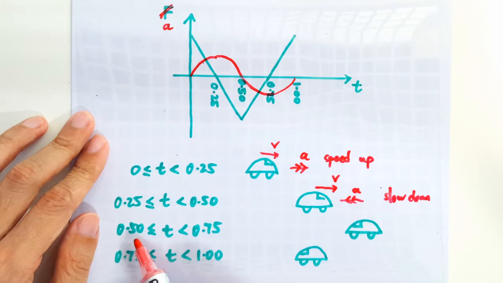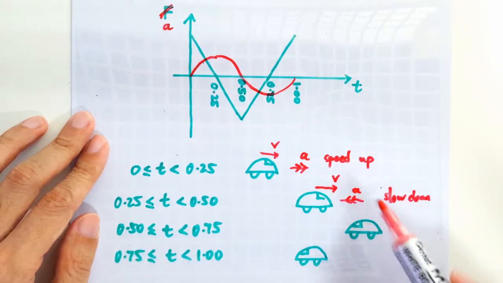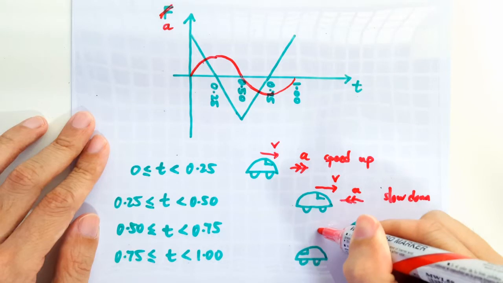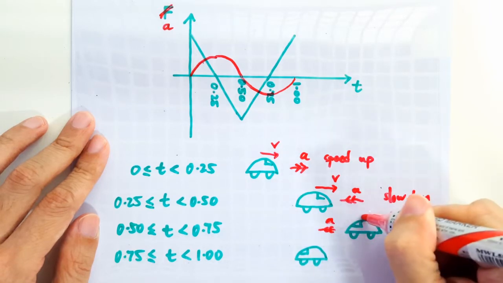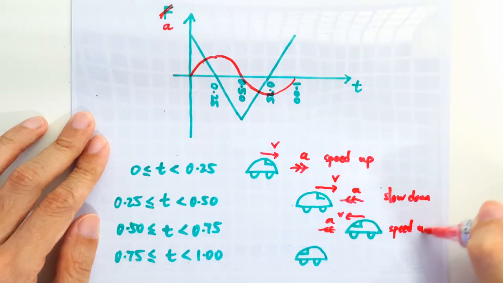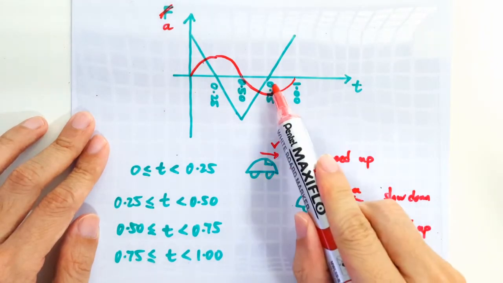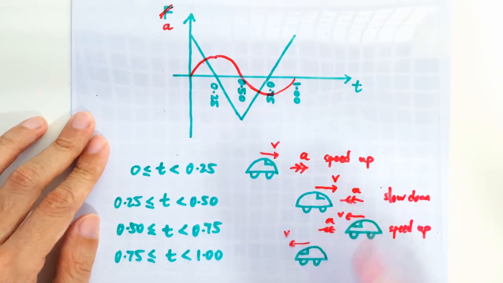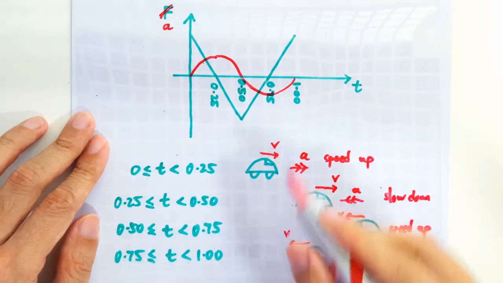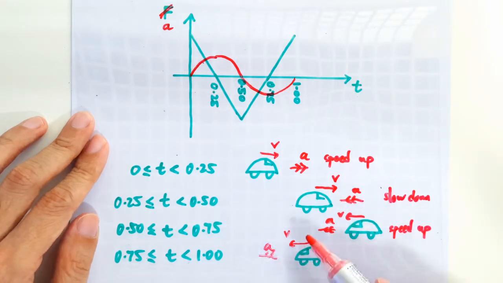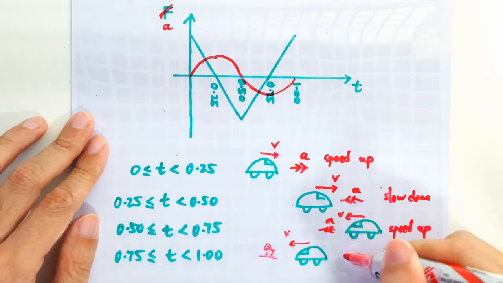Okay, then at 0.50 second, we know that the car has slowed down to a complete stop here, instantaneously at rest here. And now the acceleration is towards the left. So you are going to pick up velocity towards the left, and you are going to speed up towards the left. At t equals 0.75, you will already be traveling towards the left with a certain velocity, and the acceleration is still negative, so the acceleration is also to the left. So if your velocity and acceleration are in the same direction, you will slow down.